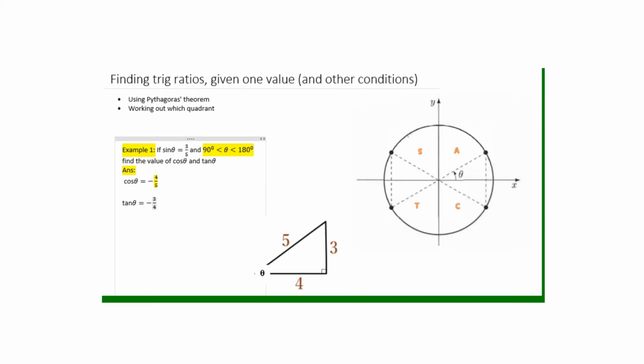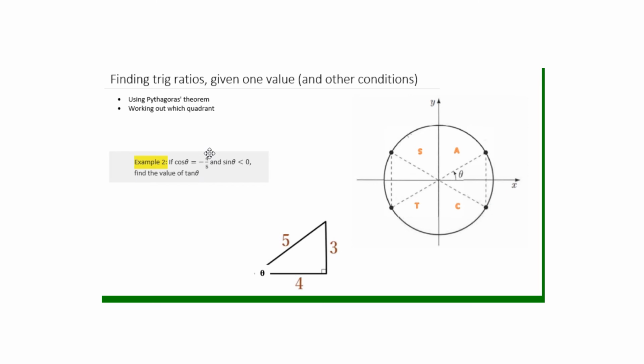Again, the idea is to use Pythagoras theorem to work out all three sides of the triangle, figure out where the angle theta would be based on our condition, then work out which quadrant the angle lies in to work out the exact value, whether it would be positive or negative. Okay, let's go through one more example.